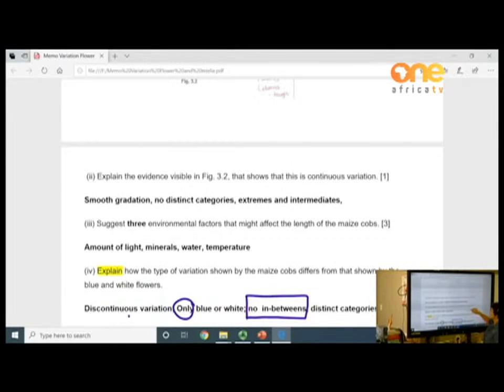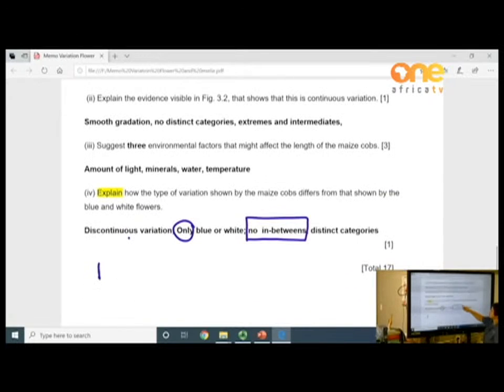Explain how the type of variation shown by the maize cobs differs from that shown by the blue and the white flowers. They were discontinuous variation. You have to mention the name, describe it, or use the name to refer to it. And then we describe what we mean with discontinuous. There's only blue or only white. No in-betweens, no intermediates. There are distinct categories. So I hope you got that answer.